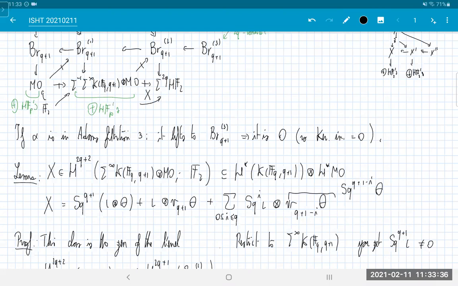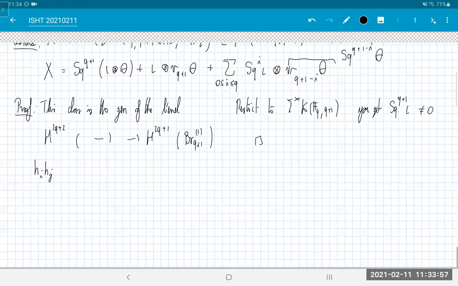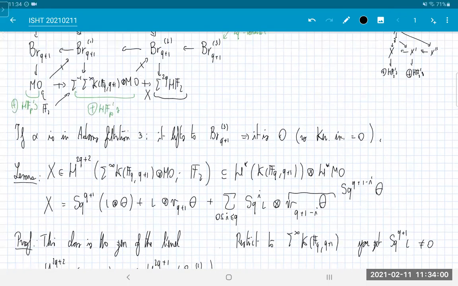The composition here has to be in degree at most Q plus one. And here I am swapping a little bit of things, but if you have a class that's represented by HI, HJ in the Adams spectral sequence, you can try to evaluate on the, this is not a resolution, but this is a partial resolution, so to speak, of BR Q plus one that corresponds to this. You can try to evaluate this class X to the class coming from this piece.